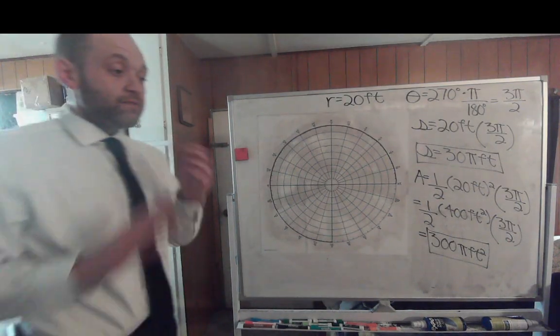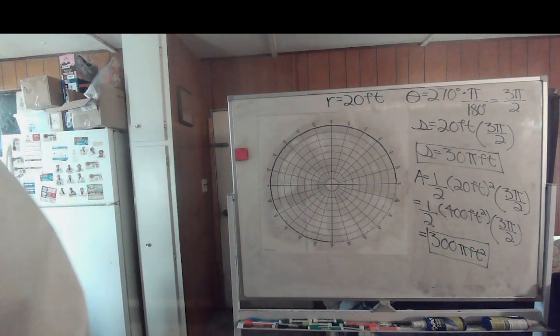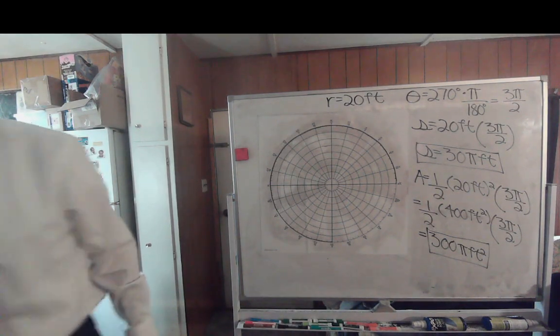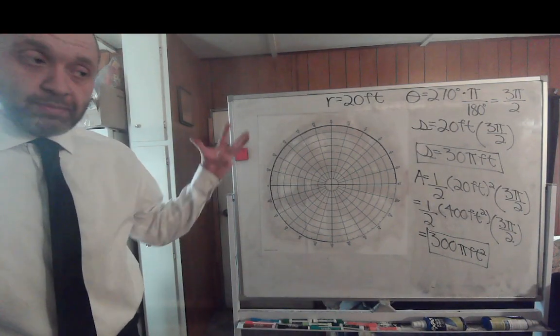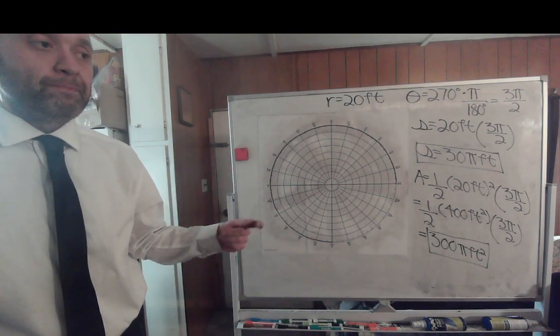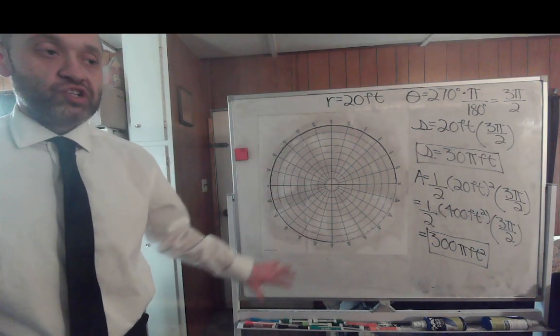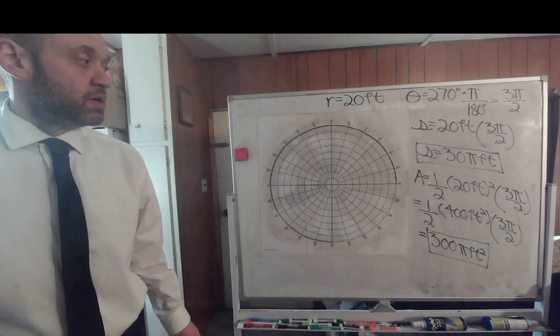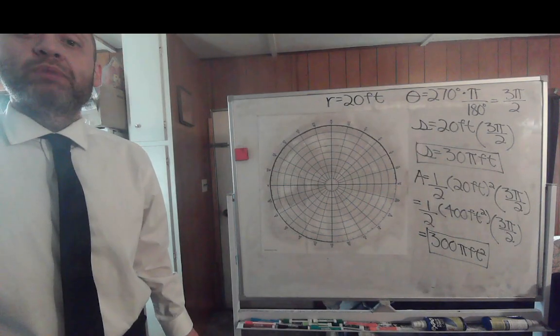Alright, so that's it for arc length and area of a sector. Next lesson, we're going to get into more about the unit circle and the 6 trig functions in relation to them.